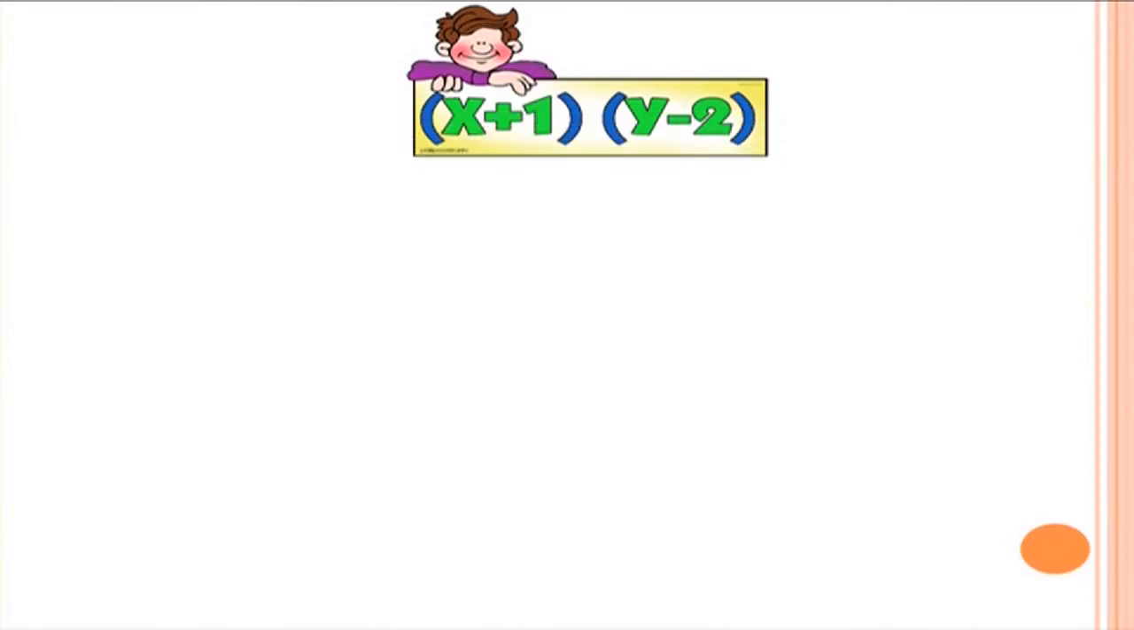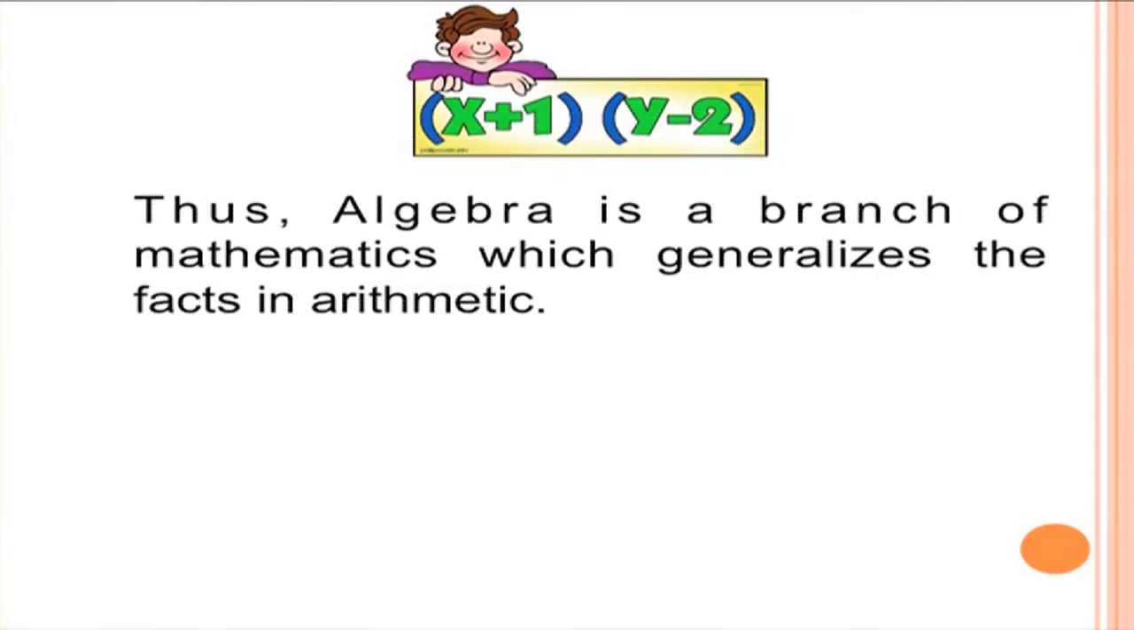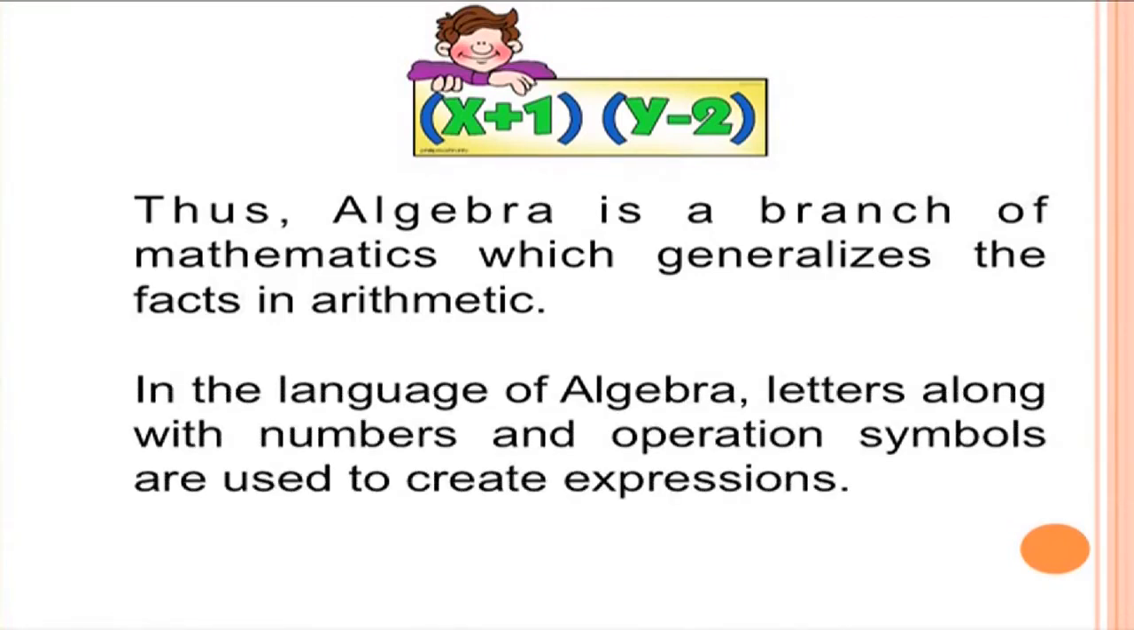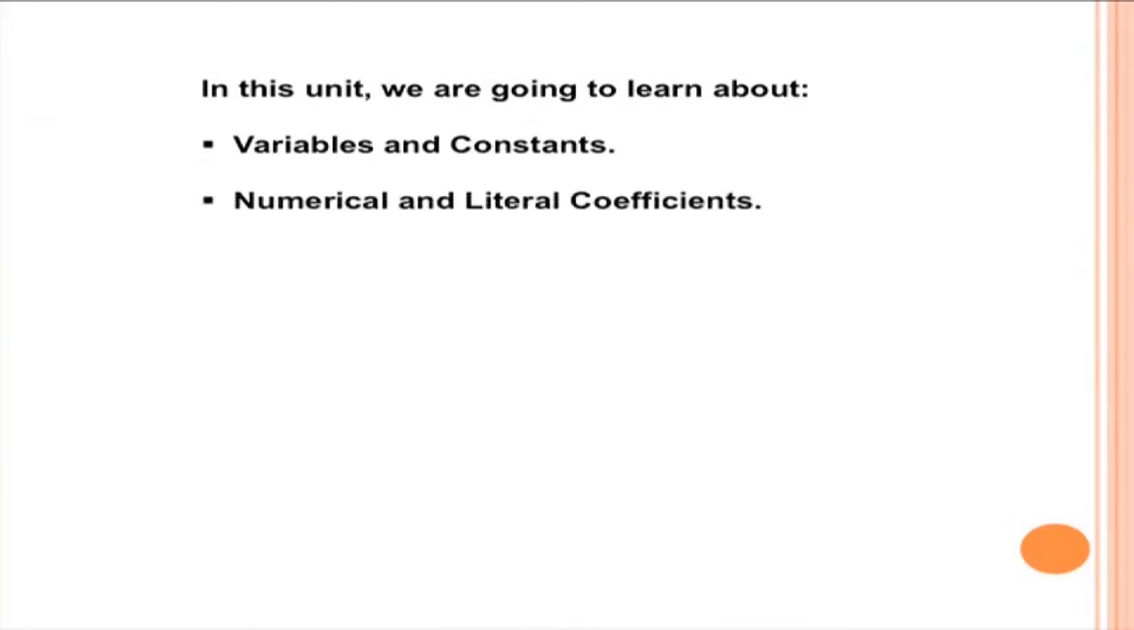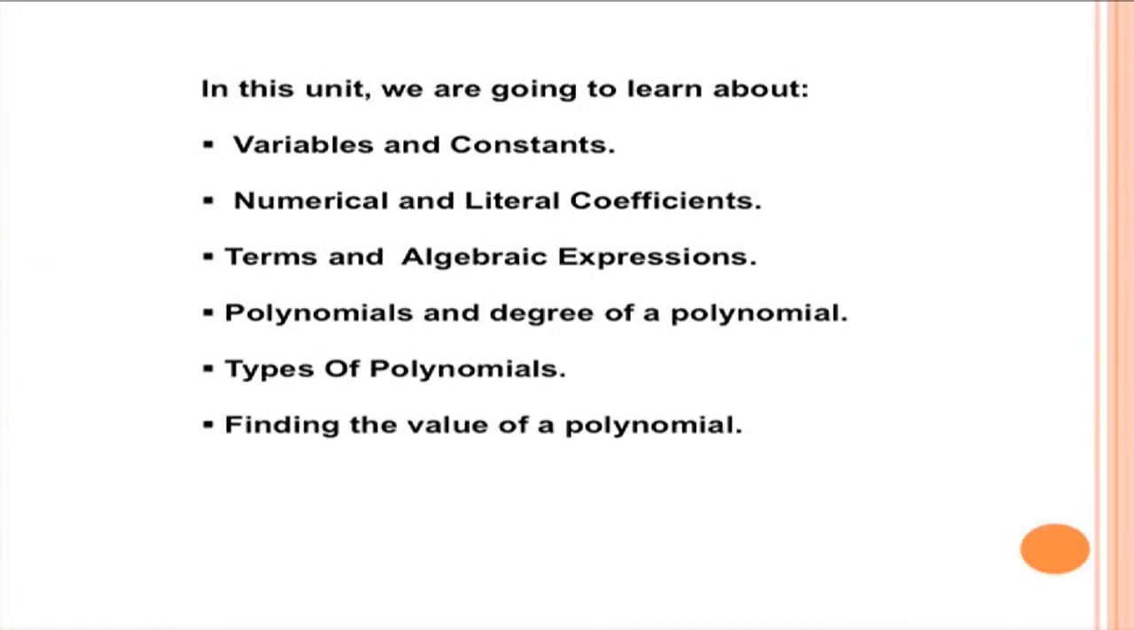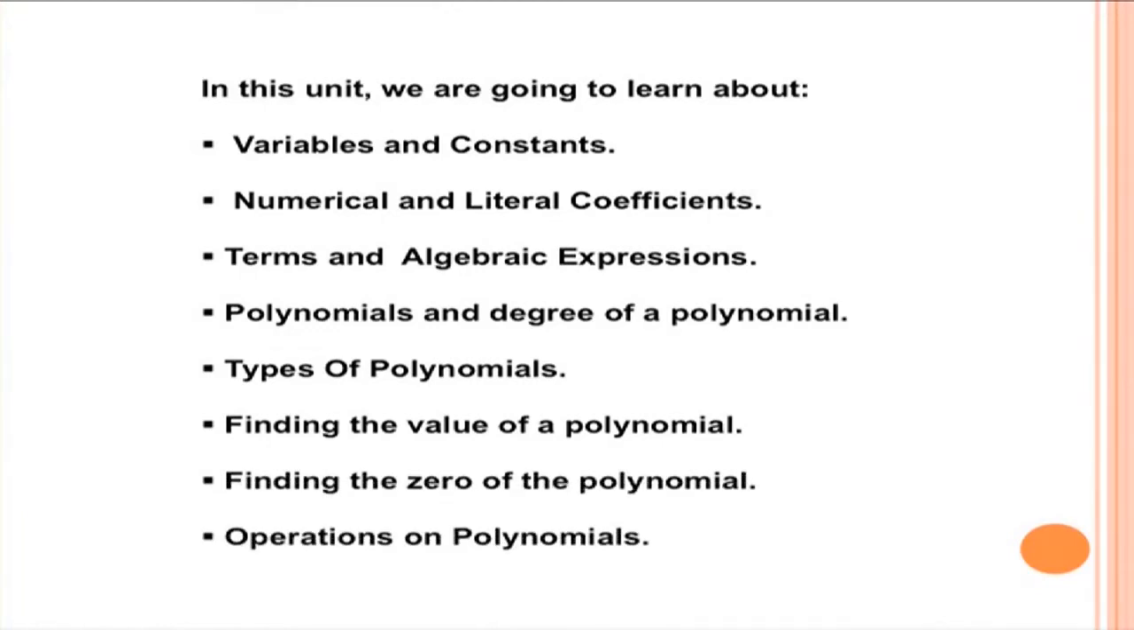Thus, algebra is a branch of mathematics which generalizes the facts in arithmetic. In the language of algebra, letters along with numbers and operation symbols are used to create expressions. In this unit, we are going to learn about variables and constants, numerical and literal coefficients, terms and algebraic expressions, polynomials and degree of a polynomial, types of polynomials, finding the value of a polynomial, finding the zeros of the polynomial, and operations on polynomials.